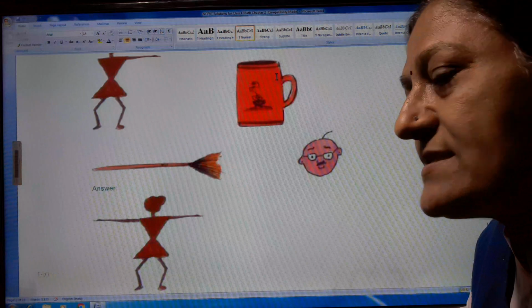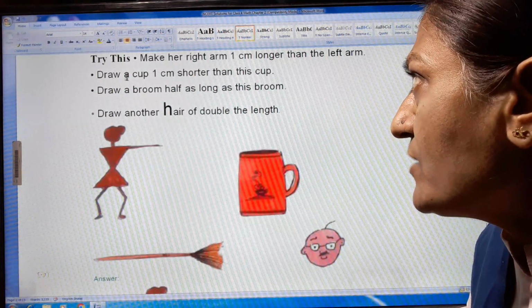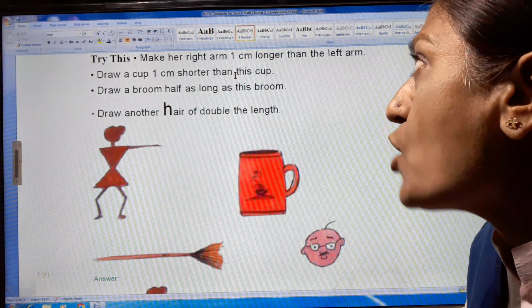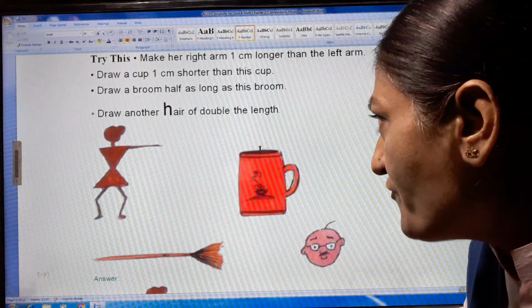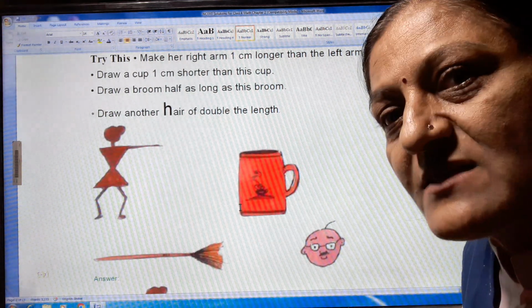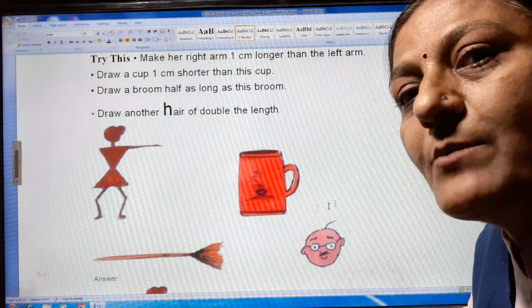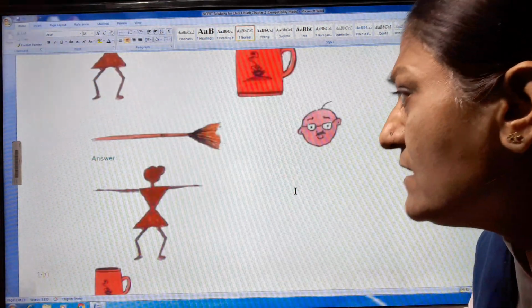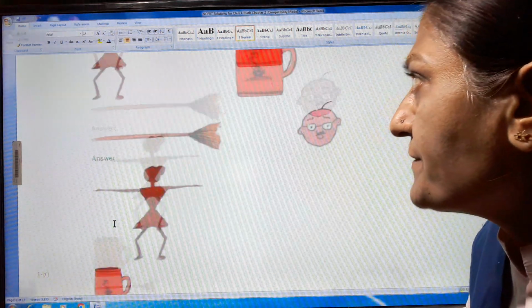Here one cup is given, and it says to draw a cup 1 centimeter shorter than this cup. First we take the measurement of this cup, and suppose this cup's height is 4 centimeter. Then we have to draw a 3 centimeter high cup. Draw the cup 1 centimeter shorter.